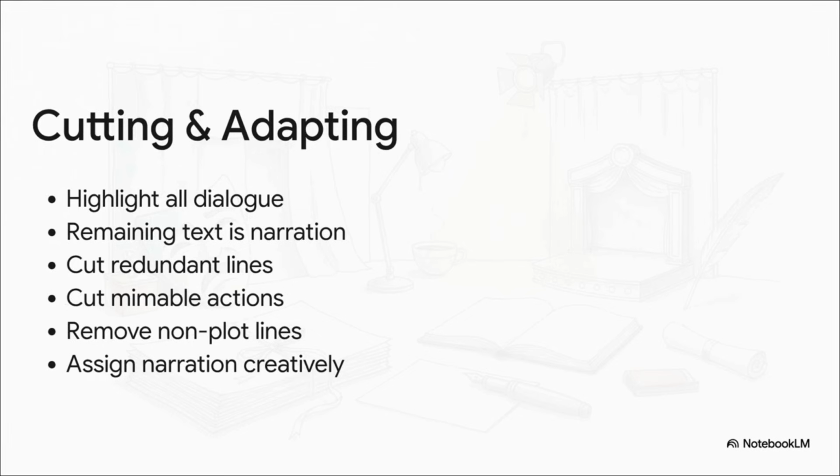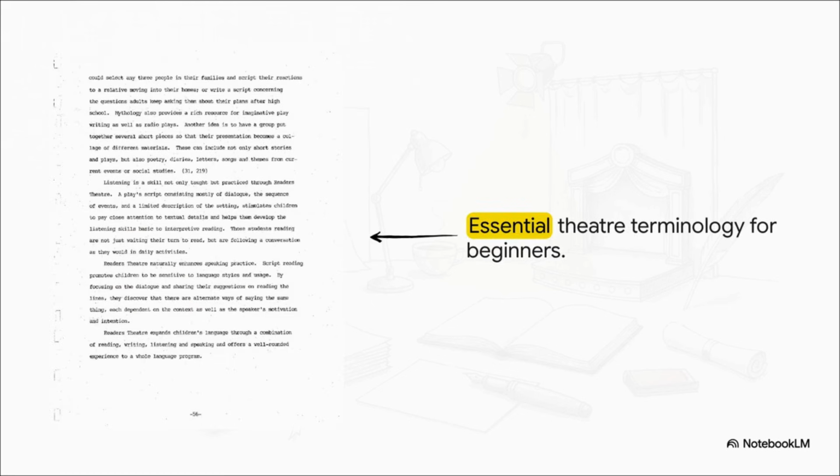Then, take whatever narration is actually left over and assign it creatively, maybe to a dedicated narrator, or maybe even divvy it up among the characters themselves. Doing this actively forces you to deeply comprehend the story's structure, and it leaves you with a tight, incredibly performable script. Now, as you're adapting that script, you're inevitably going to need to write some stage directions.